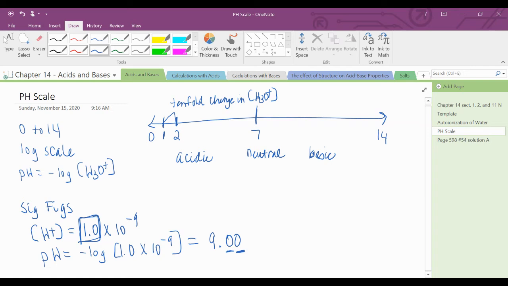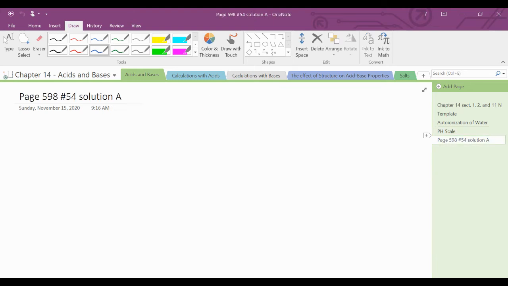Okay, so let's look at a problem before I assign your homework. So if you would turn to chapter 14, which is on page 598A, we're going to do number 54, and we're only going to do solution A. And that's so we can look at some rearrangement of the equations. And you probably want to have out your calculator.